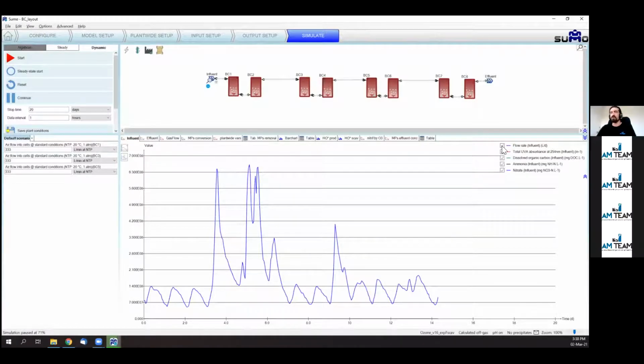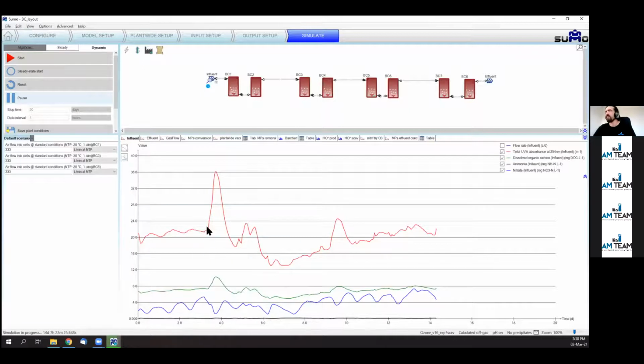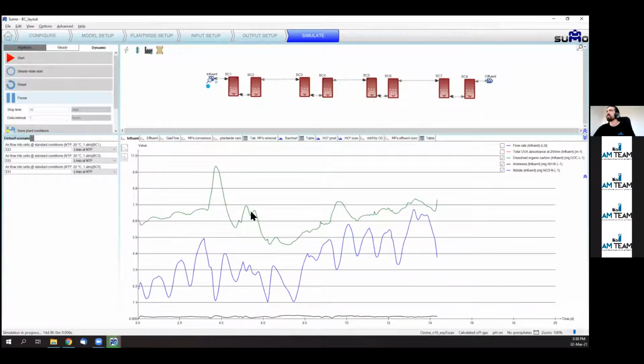But what I want to show you here is the effect of highly fluctuating dynamics on the final effluent. What you see here is the flow rate with some rain events over 20 days. Let me continue the simulation because I stopped it for 1 second, then you can see it progressing. And then you have here the UVA absorbance of this influent that is coming into our installation, and the dissolved organic carbon, ammonia fluctuation, and so on.